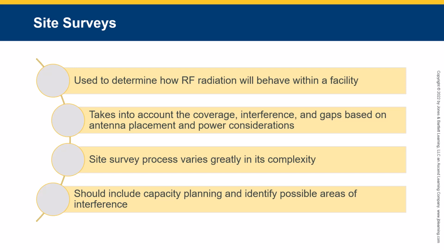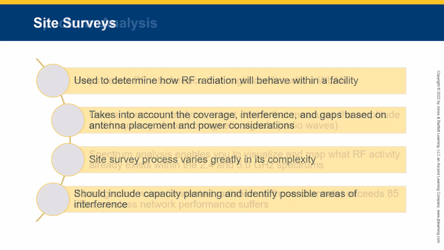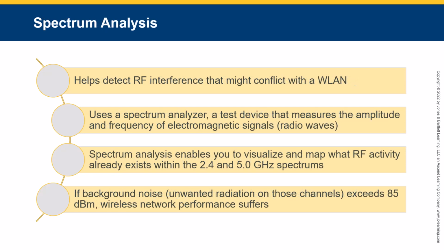It should include the capability for planning and identifying possible areas of interference and noise so that you can better figure out antennas or coverage areas for the areas that might have additional noise. The spectrum analysis will help us detect the frequencies and interferences that might cause additional noise to our wireless networks. Using a spectrum analyzer, we'll test a device that will measure the amplitude and frequencies of radio waves.